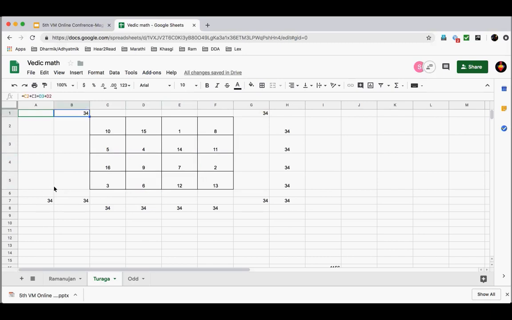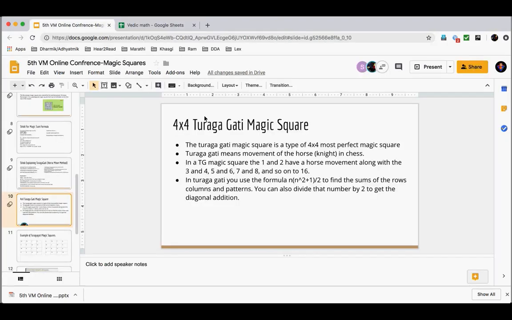And if you look now, every single number is 34, meaning every row and column. It's the most perfect magic square, meaning it has all the sums add up to 34.